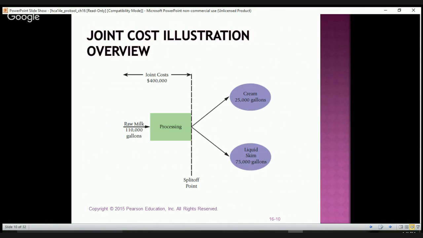This particular exhibit is on page 637 of your book. It is a pictorial view of joint costs. In this case, we are looking at the production of raw milk into cream and liquid skim. According to this, we have joint costs of $400,000, from 110,000 gallons of raw milk, from the point it is taken from the cow through the processing. And then at that point, we split it up. We make 25,000 gallons of cream, and liquid skim is 75,000. So the costs involved are the 400,000 that would be allocated between the two, and then any cost beyond the split-off point would be allocated to the particular item that it produced.